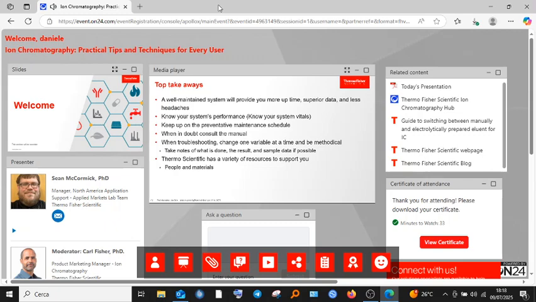I know we covered a lot of information in today's talk, so I wanted to end it with a summary of some of the top takeaways I hope you've got from the presentation. One of the top takeaways is that a well-maintained system will provide you with more uptime, superior data, and less headaches. And in order to do this, you need to know your system performance or your system vitals. If you know this information, it'll help you diagnose and troubleshoot.